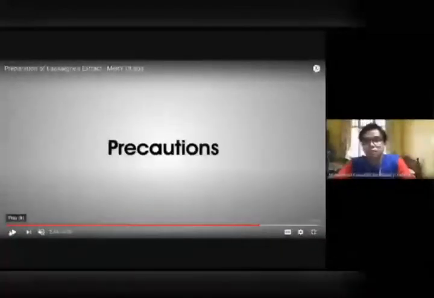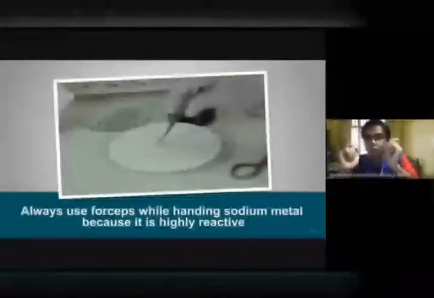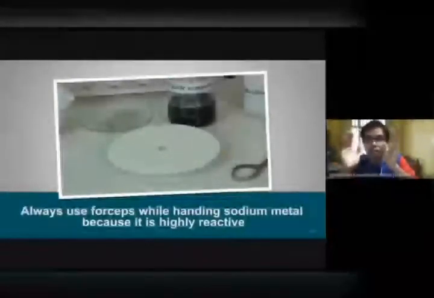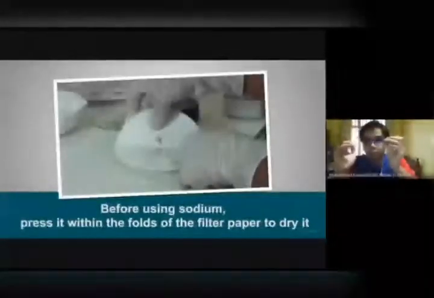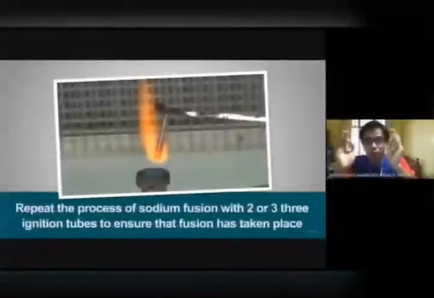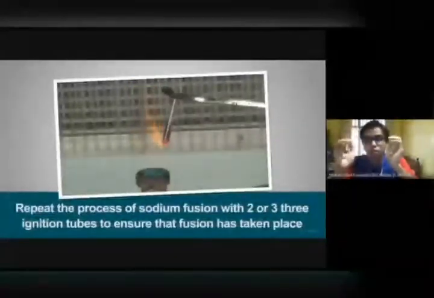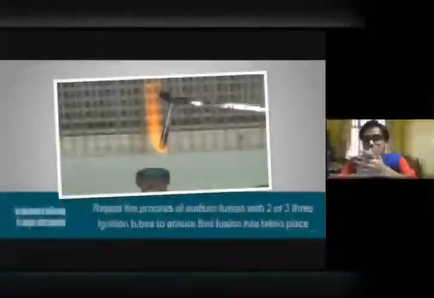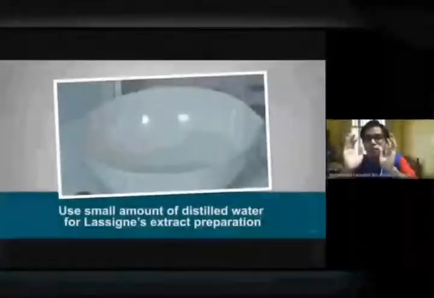So there are a few precautions for this experiment. First, always use forceps when handling the sodium metal because it is highly reactive. Then dry the sodium properly using the filter paper. Then please use a dry fusion tube and not a wet one. Then repeat the process of sodium fusion 2 to 3 times to ensure the fusion has taken place. And always use a small amount of distilled water for the extract preparation.